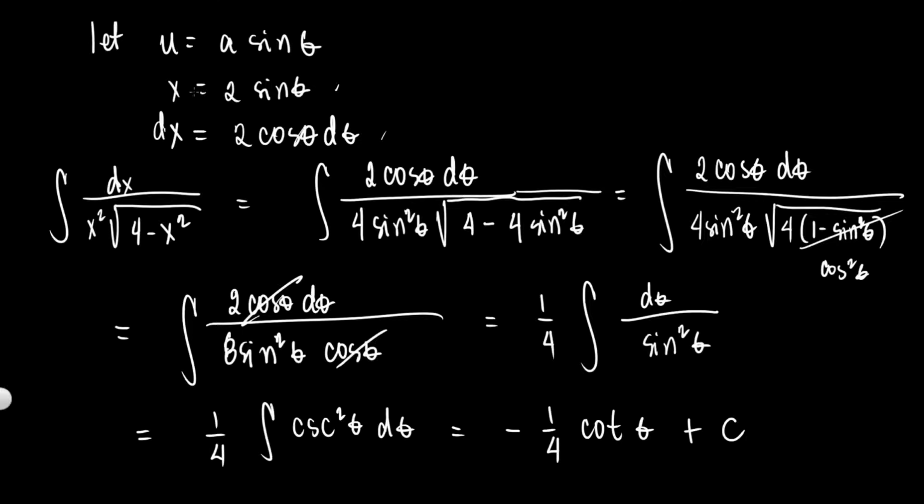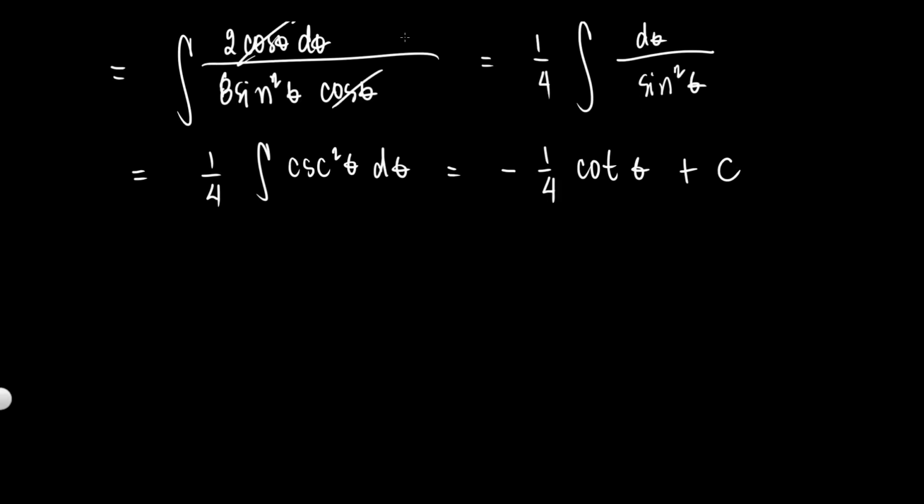Kailangan natin ibalik sa x. O, dito tayo tumingin. X is equal to 2 sine theta. So, sulat ko lang dito. From x equals 2 sine theta, sine theta is equal to x over 2. And we know that sine theta is opposite over hypotenuse. So, yung x dito is the opposite and 2 is the hypotenuse.